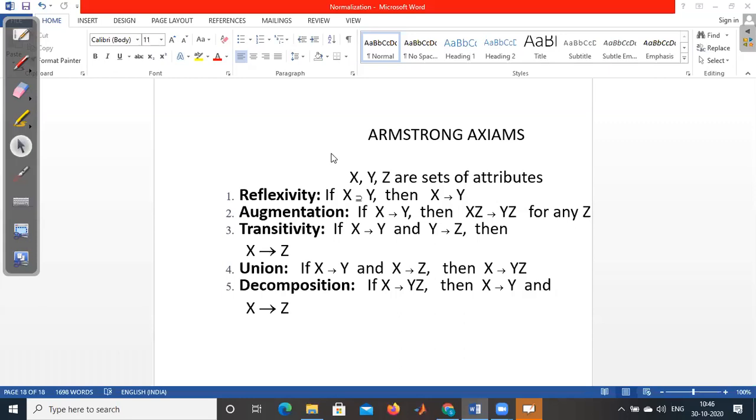Students, today we are going to study normalization. Before going to study normalization, we should know what we mean by Armstrong axioms. We already studied Armstrong axioms. So what is reflexivity?